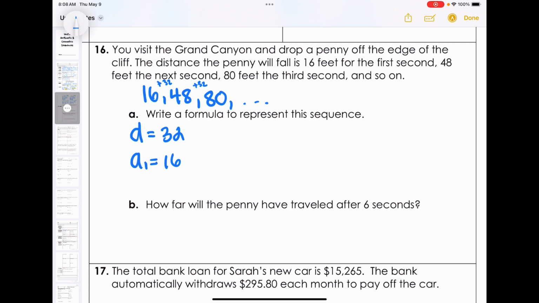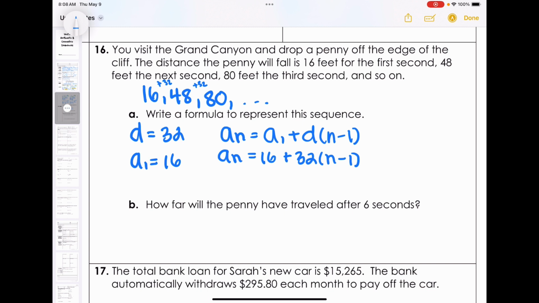So now I'm going to write the formula. So AN equals A1 plus D parentheses n minus 1. My A1 is 16, and my D is 32. So now this is our formula for the sequence.